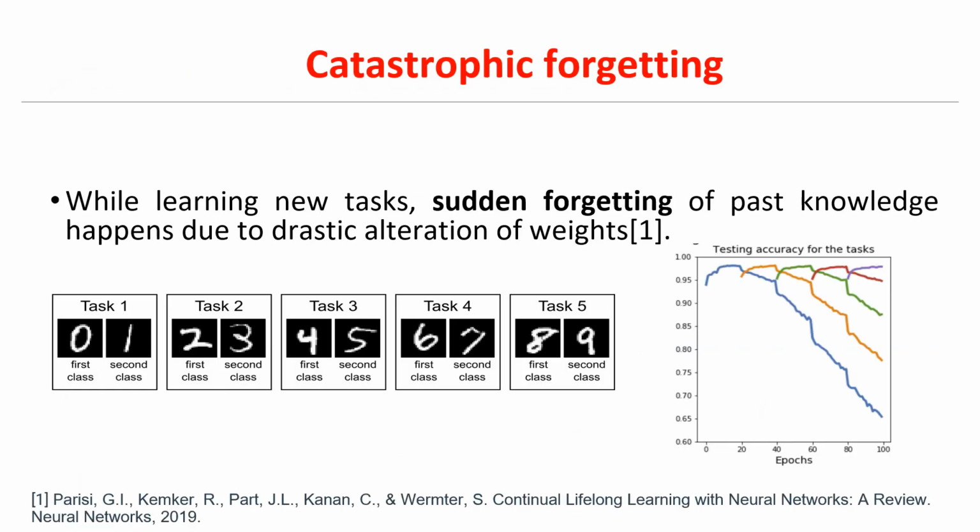Humans learn continually throughout the lifespan without forgetting and often transfer the knowledge from one task to another task. But neural networks suffer from catastrophic forgetting. While learning new tasks, they forget the knowledge of the previous ones. Here we can see a plot of split-MNIST tasks learned sequentially. While learning new tasks, there is a significant drop in accuracy of the previous ones.